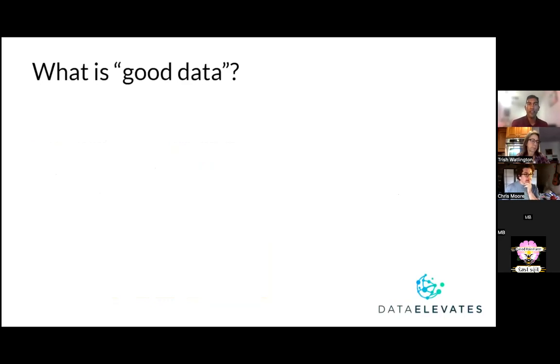A question for you all. What is good data? What I mean by good data is, what do you find makes data useful? When you see some type of data out there, what makes it useful for you to make your decisions? Are there characteristics of that data? I'll give you a second to think that through.